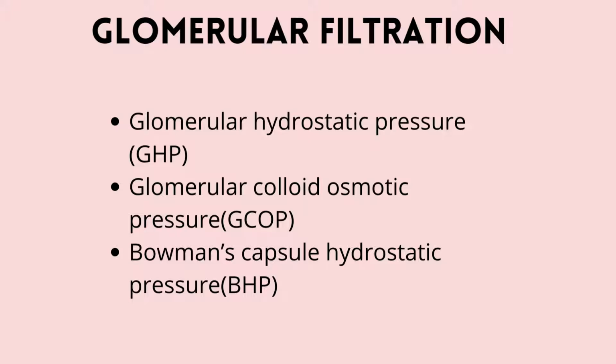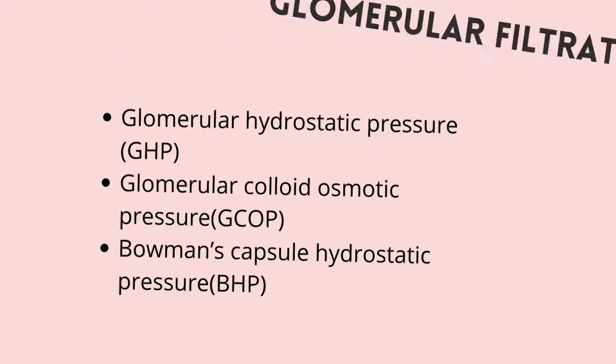Because stuff is filtered inside the Bowman's capsule, it's obviously going to have fluid. It's going to have a certain amount of pressure because it contains fluid or filtrate. So this pressure is basically hydrostatic pressure because it has no proteins, because as I mentioned before, plasma proteins don't get filtered. The fluid inside the Bowman's capsule is devoid of protein, so it does not have negative pressure. The only pressure it has is positive pressure.